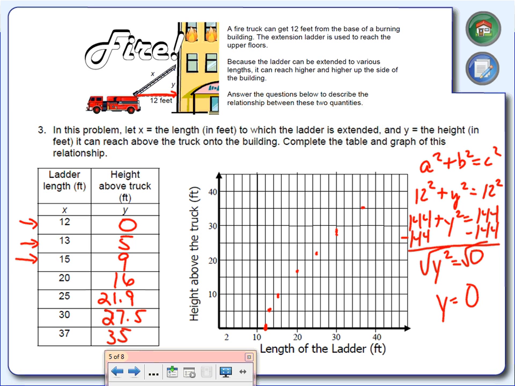All right, so go ahead and make sure you got all your points plotted. Now that you got your points plotted, let's go ahead and take a look at the next page.